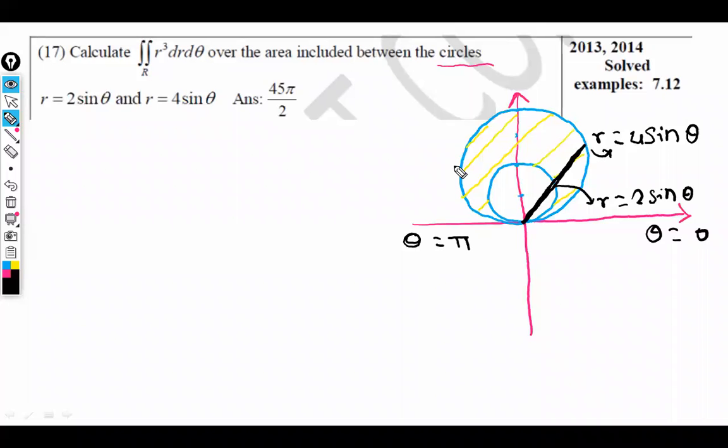This way we get the limit, not just by observation. So the strip is along a radial direction and this end is fixed here, and you rotate it from theta 0 to pi. So the double integral becomes.